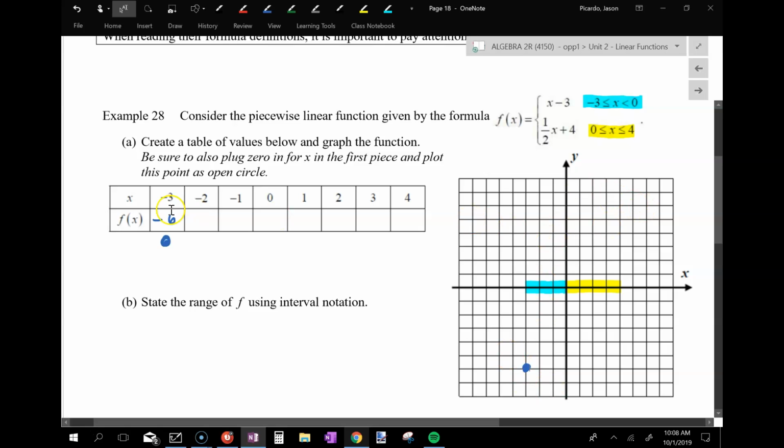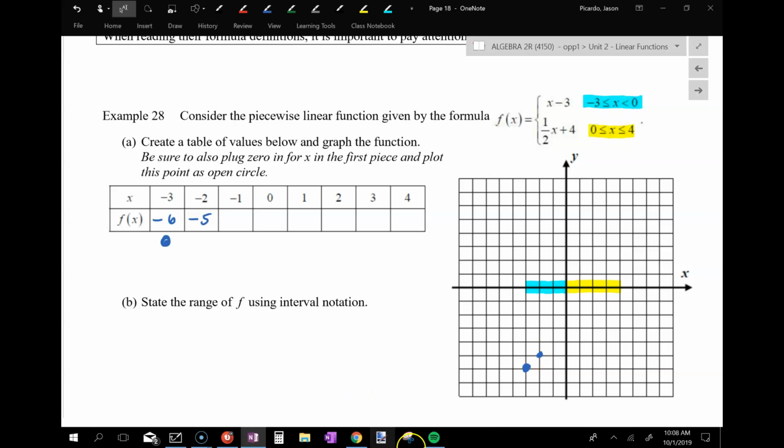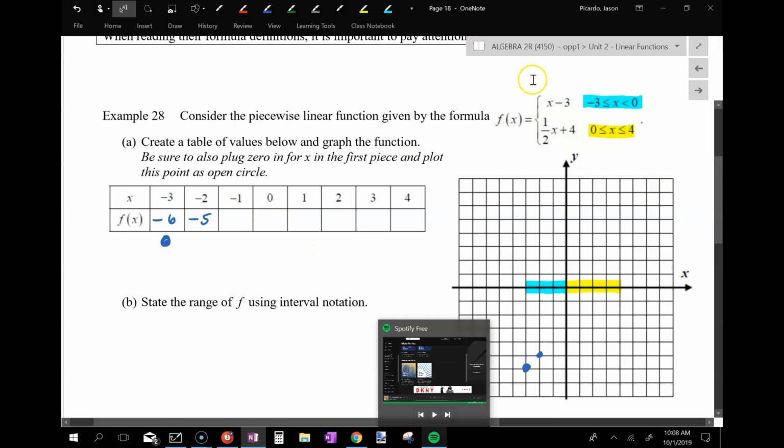All right. Then I'm going to go to -2. Is -2 on the blue or on the yellow? On the blue, because -2 is a number between -3 and 0, right? -2 minus 3 is -5. Right? At -2, I'm going to go to -5. At -1, okay, I'm going to plug -1 in. What do I get? -4. And then I go to 0.